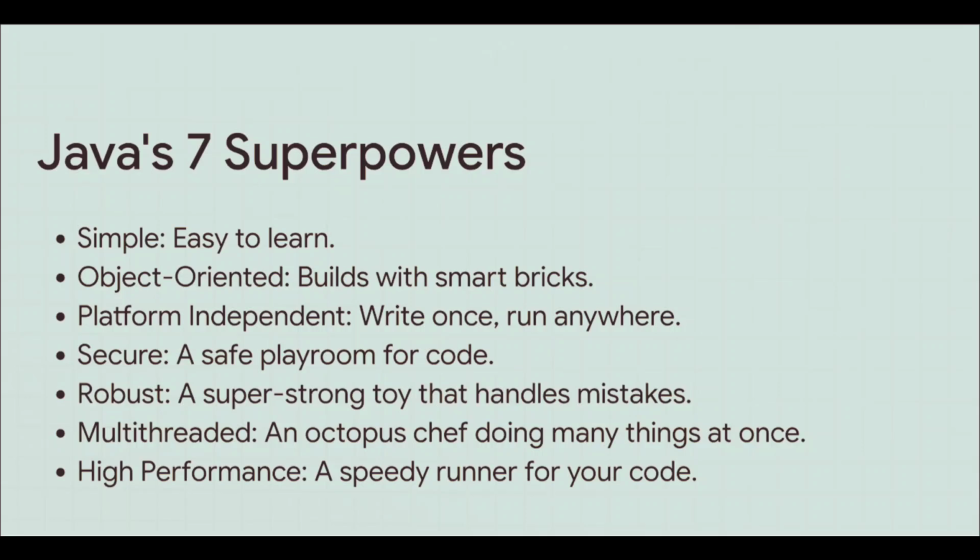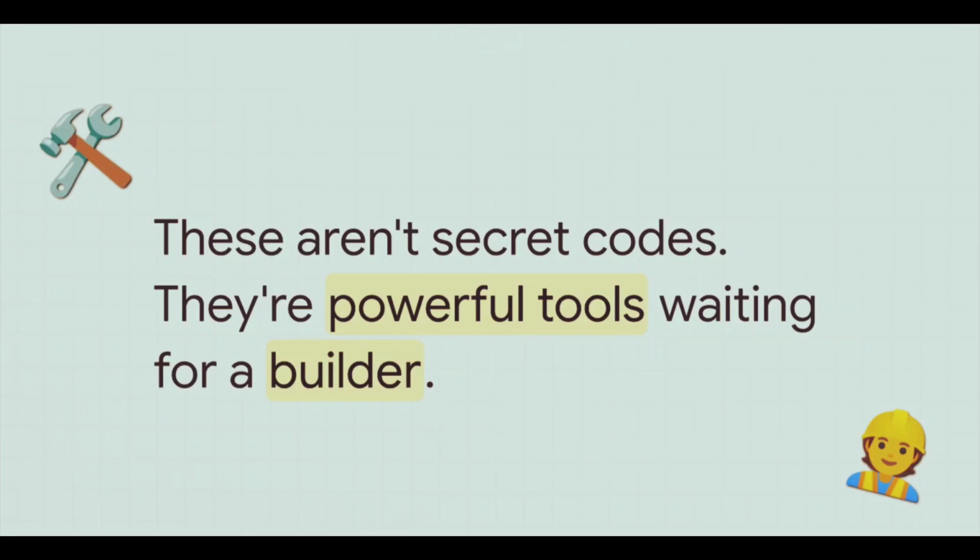Secure, giving you that safe playroom for your code. Robust, the super strong toy that doesn't break easily. Multithreaded, our amazing Octopus Chef. And finally, high performance, thanks to that Speedy Runner. At the end of the day, these superpowers prove that coding isn't some secret language for geniuses. It's just a powerful, really accessible set of tools. It's a box of magical Legos just waiting for someone to start building.